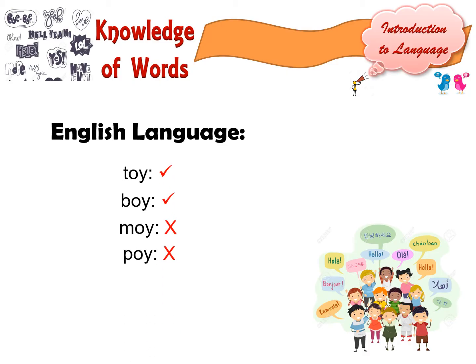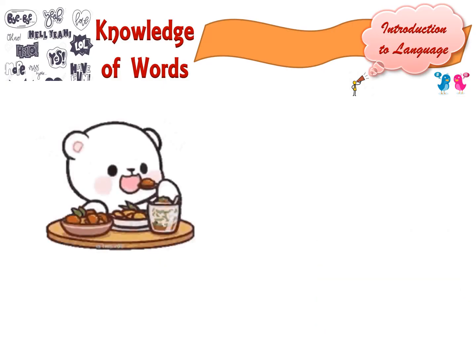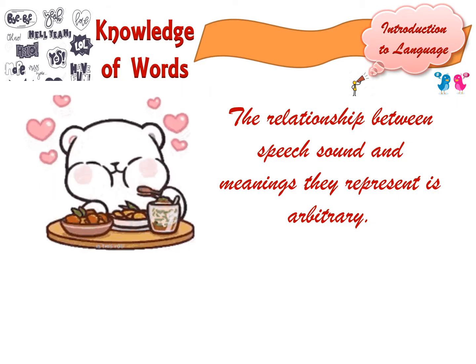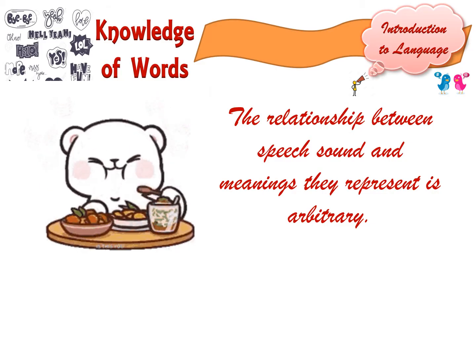For example, you know that the words toy and boy are words in the English language. Toy pertains to a plaything, while boy is a term used to denote a male child. But you also know that there are no such words as moy or noy in the English language. If you do not know a language, the words and sentences of that language will be mainly incomprehensible.